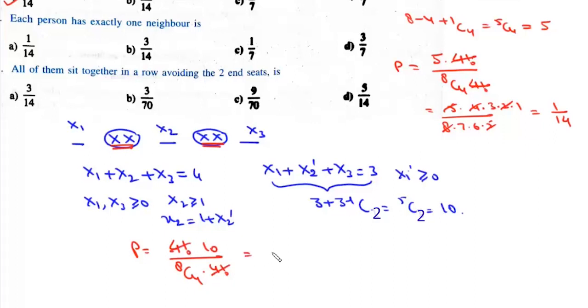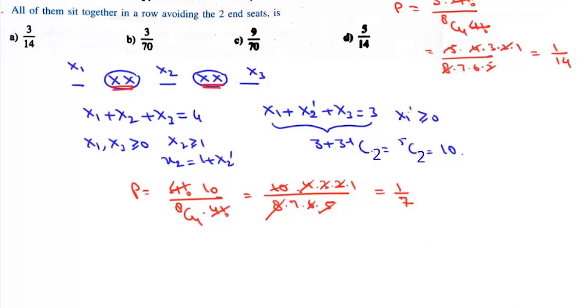Now this factorial 4 will cancel. Now this is 10 and this is 8, 7, 6, 5, and this is 4, 3, 2, 1. Now 4, and this is 2. So this probability is nothing but simply 1 by 7, and that's your option C.